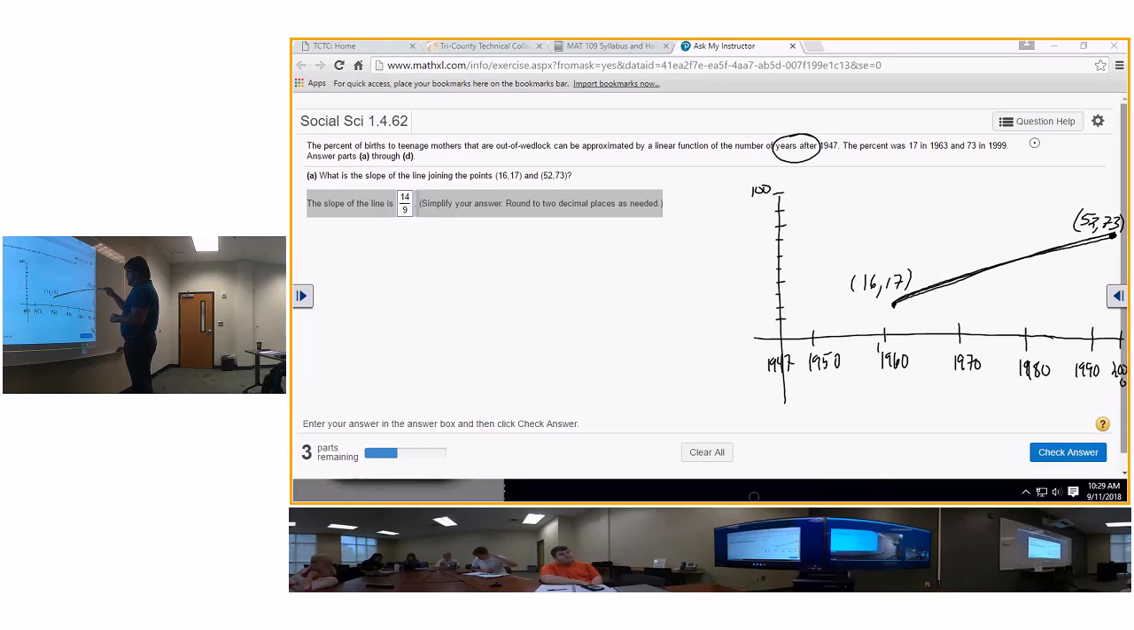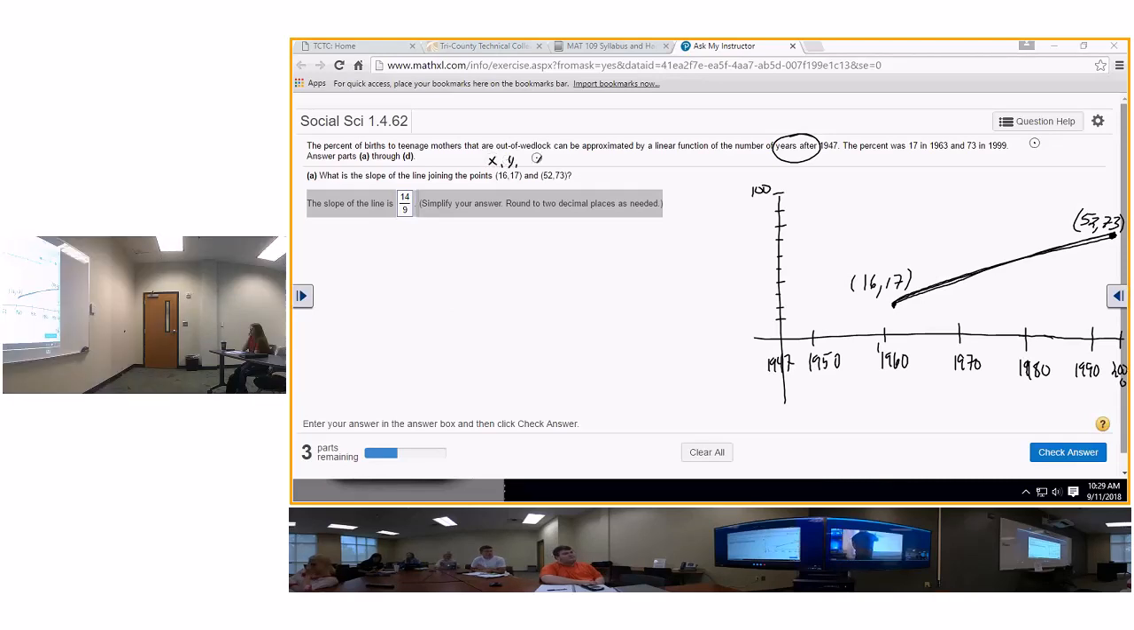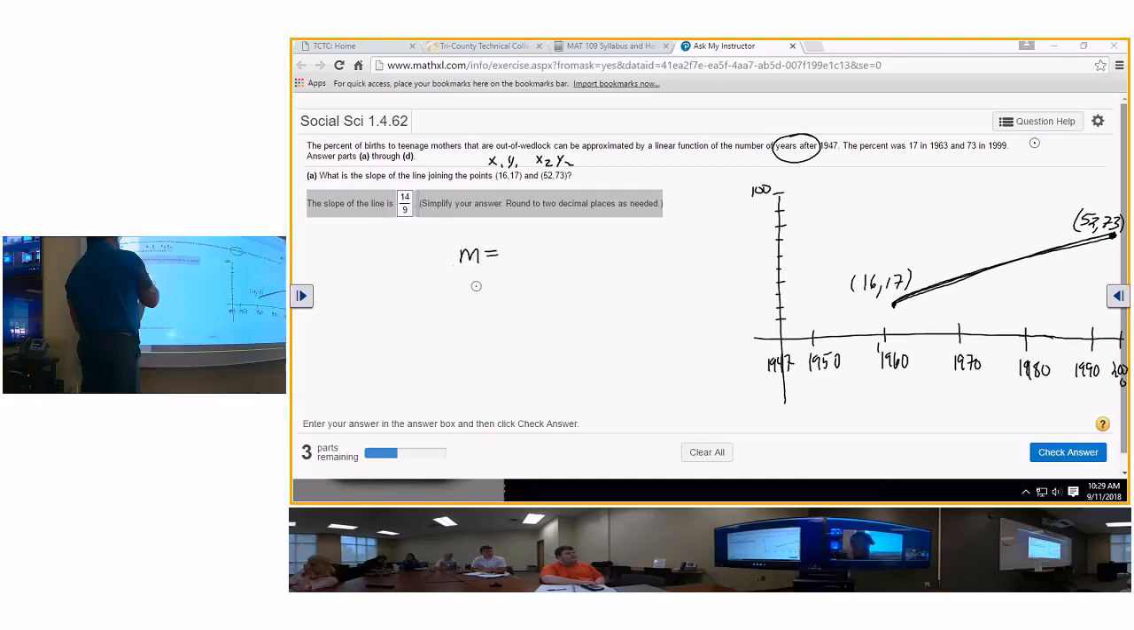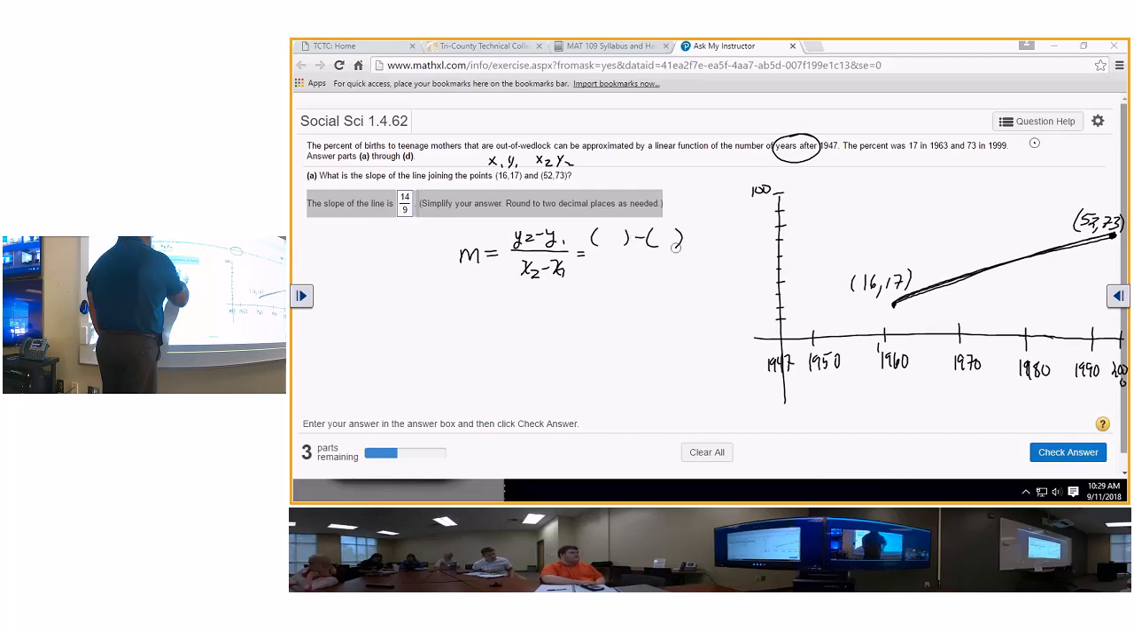So to make a long story short, you got these 2 points. And we read from left to right, x sub 1, y sub 1, x sub 2, y sub 2. So the slope is going to be equal to y sub 2 minus y sub 1 over x sub 2 minus x sub 1, which is equal to parenthesis minus parenthesis over parenthesis minus parenthesis. And that's going to give us 73 minus 17 over 52 minus 16.